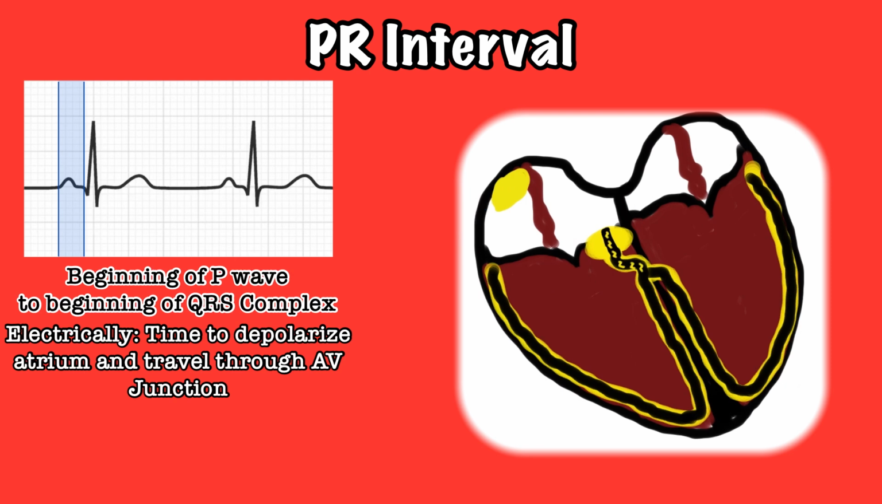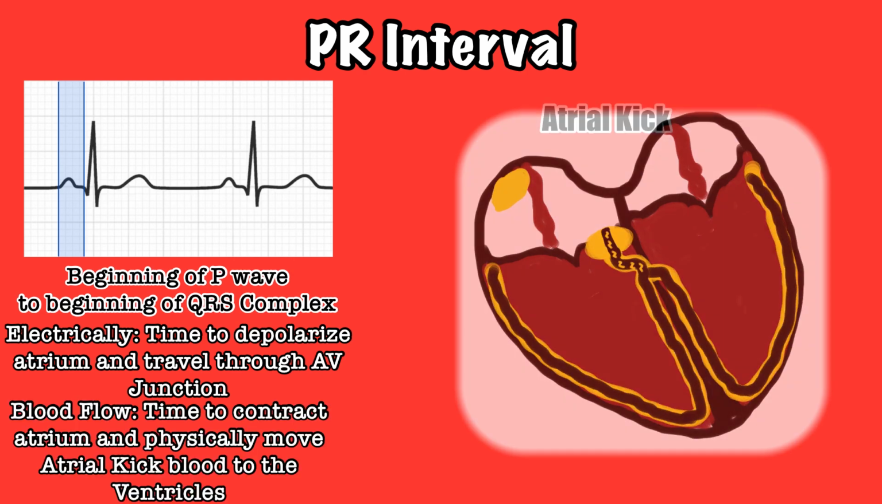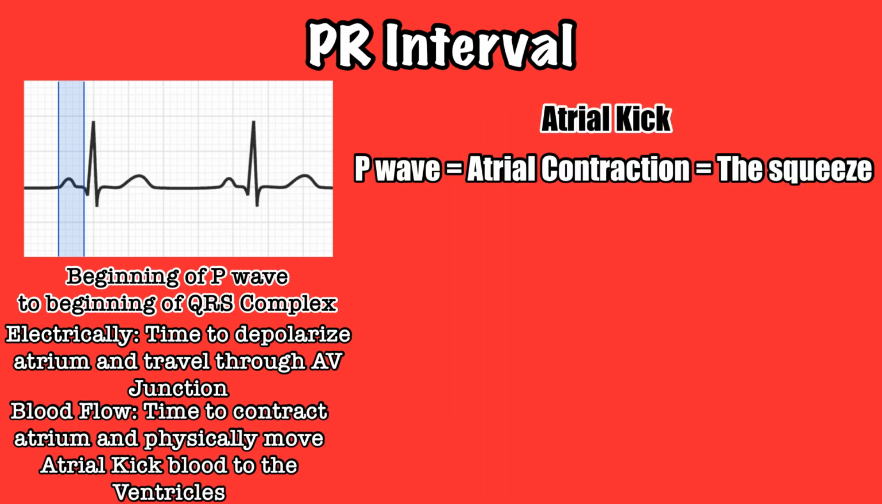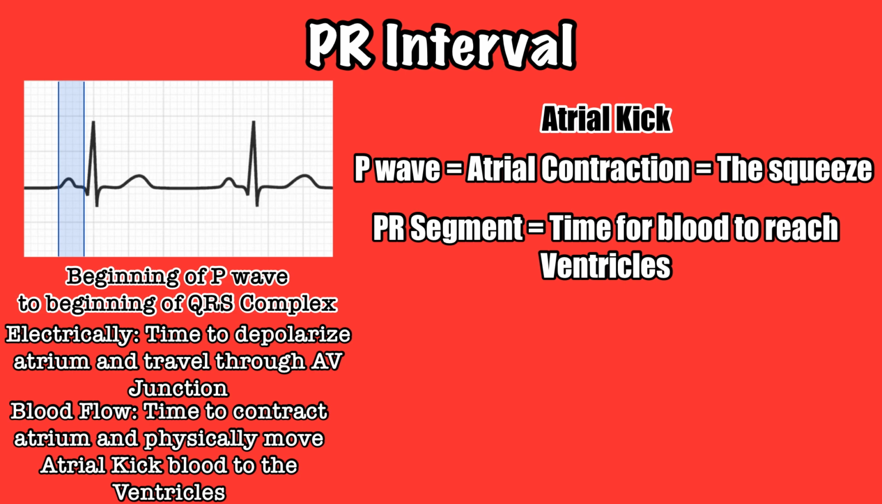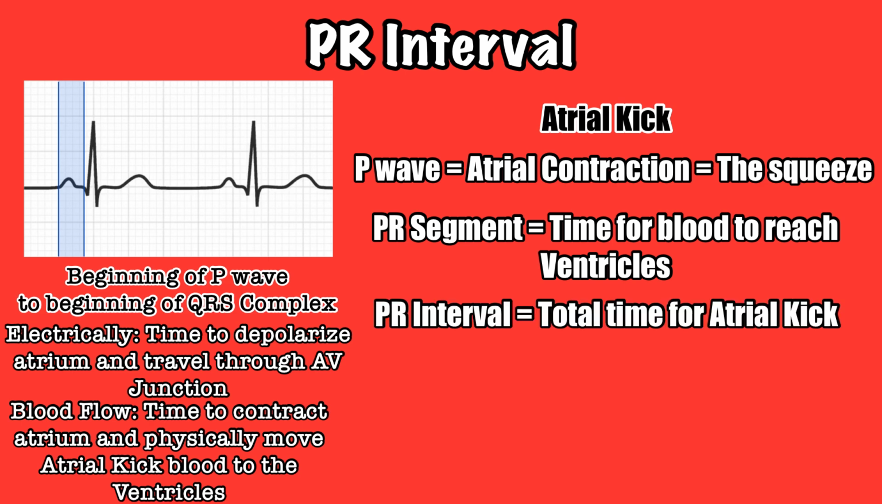When we think about blood flow, the PR interval is all about atrial kick. The atrial contraction is the squeeze, but remember, the reason we have to separate atrial contraction from ventricular contraction is to allow time for blood to physically move into the ventricles. So the PR interval has to be long enough to allow time for the atrial kick blood to travel physically into the ventricles before the next part of the heartbeat.